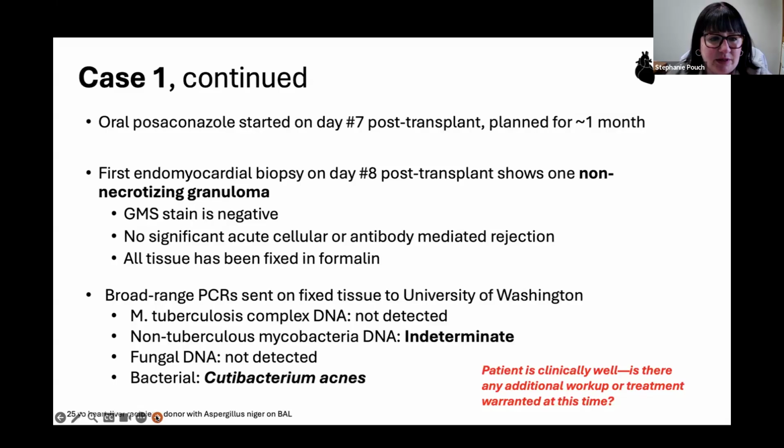But I do always worry about, certainly the ability to send off broad range PCRs on the fixed tissue is always helpful. But in the back of my mind, I really do worry about the validity of some of the test results, particularly when tissue's been placed in formalin. So I'm still a little bit worried about this, but at this point, the patient's doing well. I suppose other evaluations for mycobacterial disease could potentially be undertaken, but again, feeling well. And I don't know whether others have thoughts on what their next steps might be.